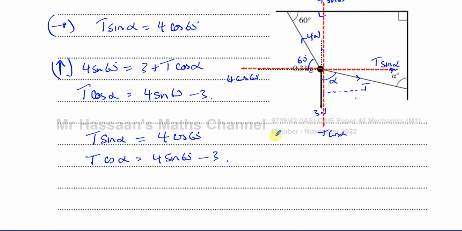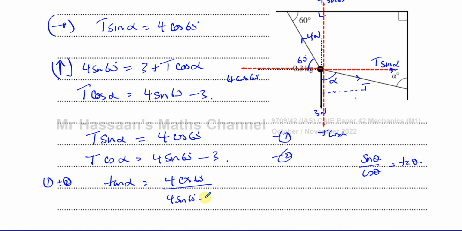Now the easiest way to solve these two equations simultaneously is to understand what we know: when you divide the sine of an angle by the cosine of the same angle, you end up with the tan of the angle. So if I divide equation 1 by equation 2, the T's will cancel out, so I've eliminated the T. I'll get tan alpha equals 4 cosine 60 divided by 4 sine 60 minus 3. Okay, cosine 60 is a half, so that's going to be 2 over 4 sine 60 minus 3.